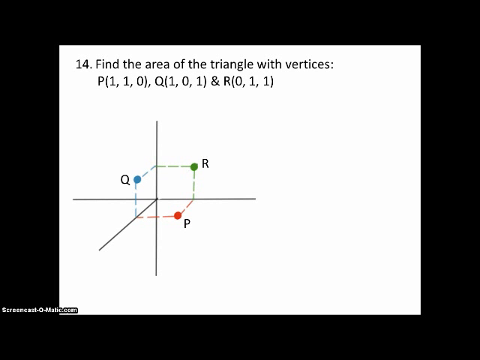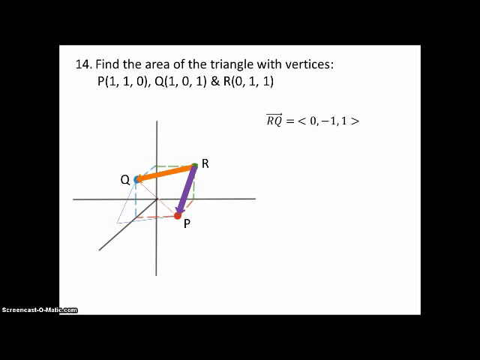Number 14, find the area of the triangle with vertices P, Q, and R as given. Well, here's a picture of the three points. Now what we're going to do is use two vectors, and it doesn't matter which pairs of points you use, the end result will be the same. If we cross those two vectors, then the length of that cross product will be the area of this parallelogram, and the triangle that they're talking about will be exactly half of that area.